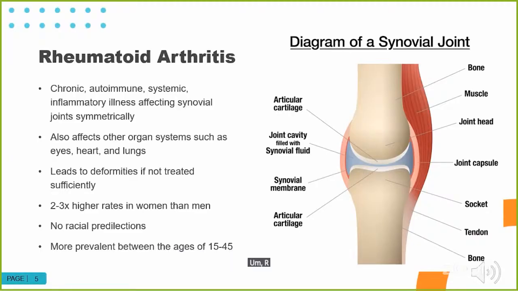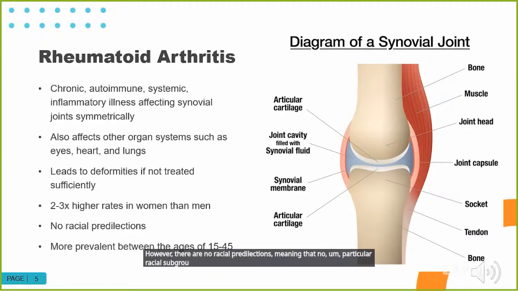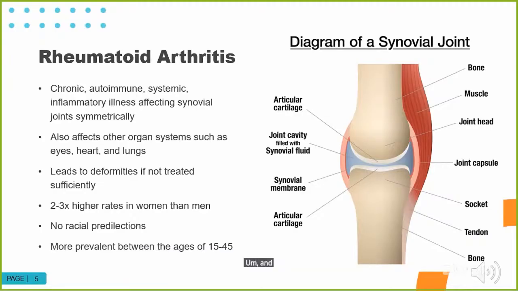RA tends to affect women more than men. Women are 2 to 3 times at higher risk of being diagnosed with RA compared to their male counterparts. However, there are no racial predilections, meaning that no particular racial subgroup has a higher risk of developing RA compared to another. And the disease is most prevalent between the ages of 15 to 45.